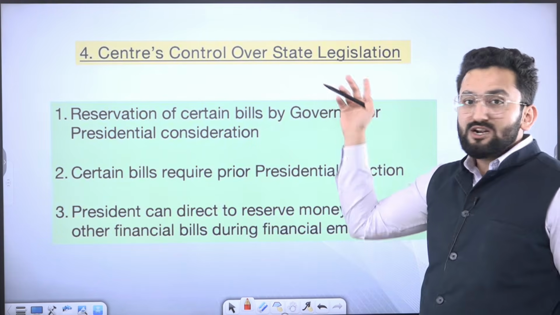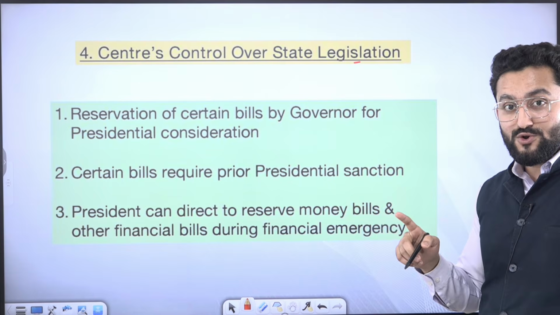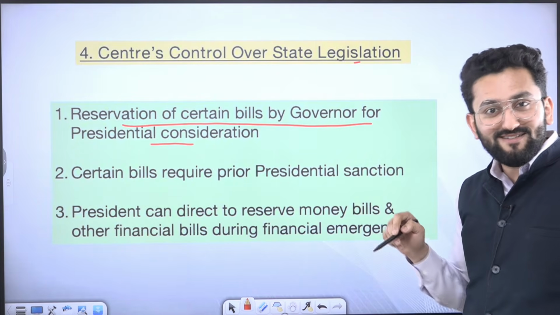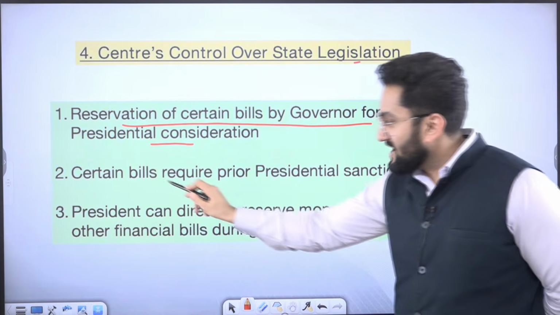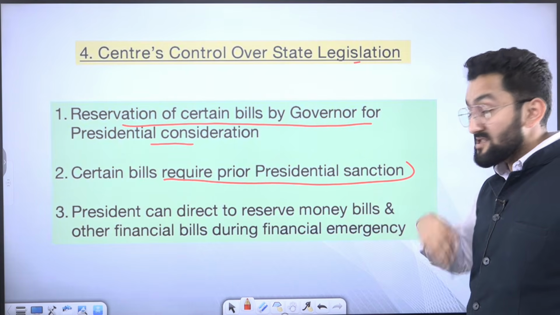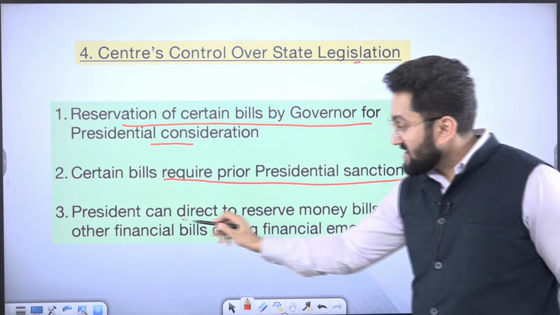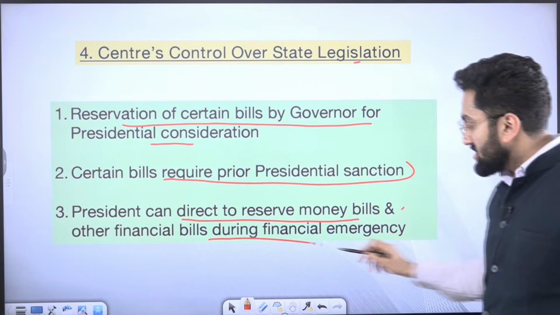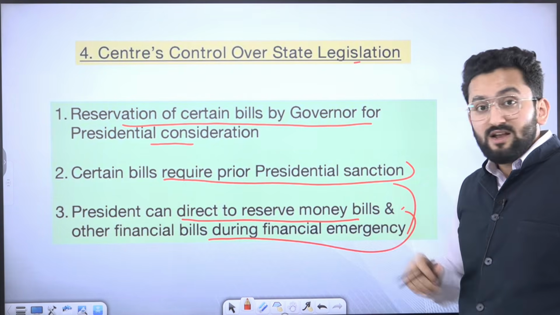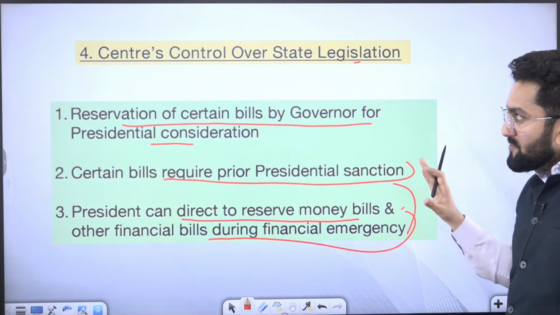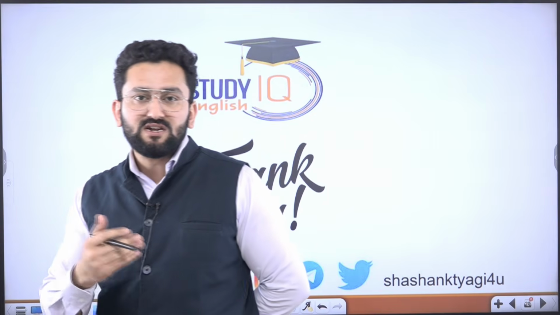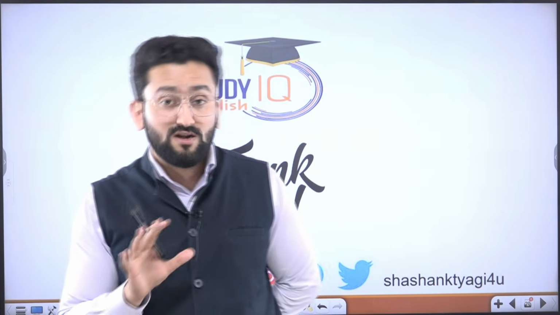Now, center's control over state legislation. As I told you, certain bills are reserved by the governor for the consideration of the honorable president. Gave you the example of Rajasthan. Certain bills require prior presidential sanction. So in this case also center has control because president is going to act on aid and advice of council of ministers. President can direct to reserve money bills and other financial bills during financial emergency. So in this case also president actually has control on state's legislative power, right? I hope now all these 4 areas of legislative aspects of center-state relations are clear in your mind.